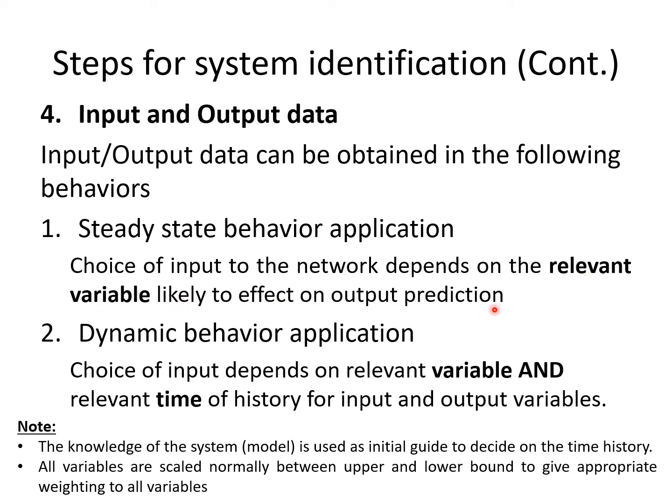So we should also do some simulation before that, to check which inputs have the main effect on the system. Not everything is going to go into the inputs of the neural network. What are the main inputs? That's the decision for the input output. And then we have to decide how we want to model the data, steady state or dynamic. And again, for dynamic, the choice of the inputs is important, what we're going to put into the network, and the relevant time history for the input and output.